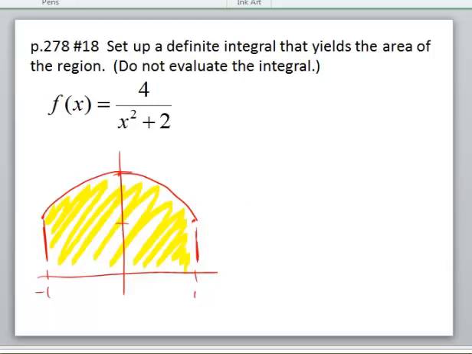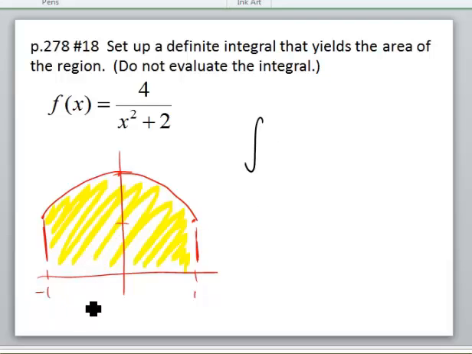So what I want to do is we're going to start talking about how we're going to set up a definite integral. We're not going to evaluate this integral. All we're going to do is set it up. So I'm going to make an integral sign, and then figure out, all right, I'm going to go from what x value to what x value to find the area underneath this curve.